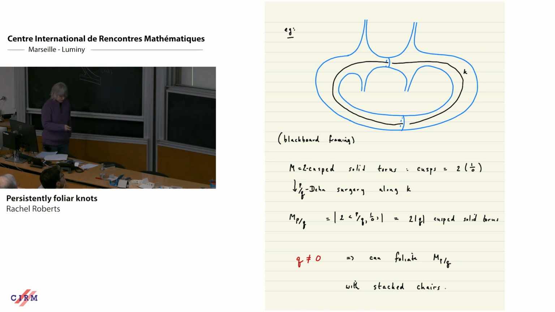So if we can find a branch surface that around the knot looks like this and elsewhere complementary regions are taut, we win. We have a taut foliation of our manifold.